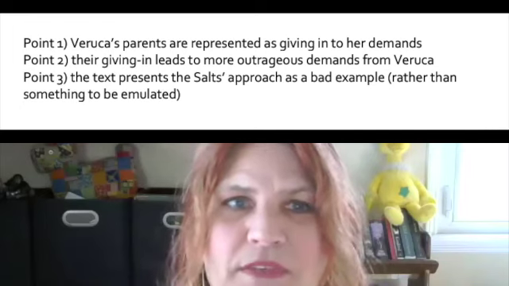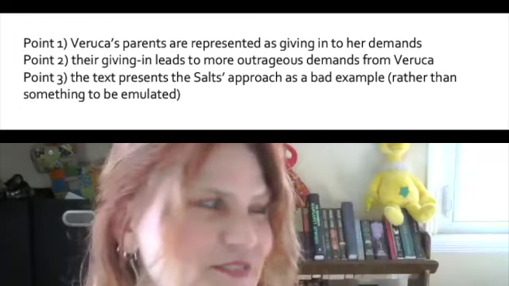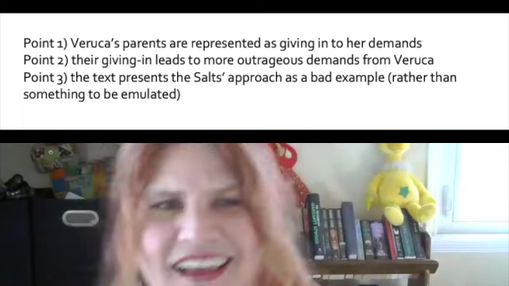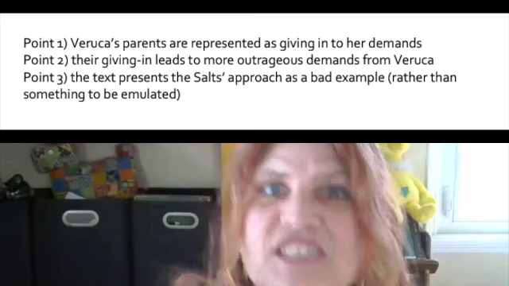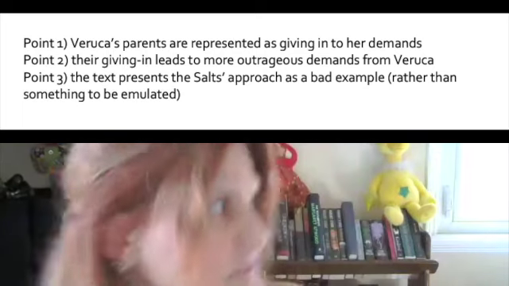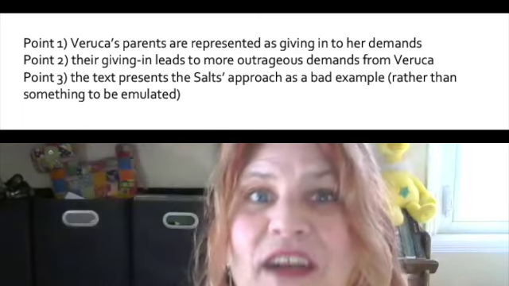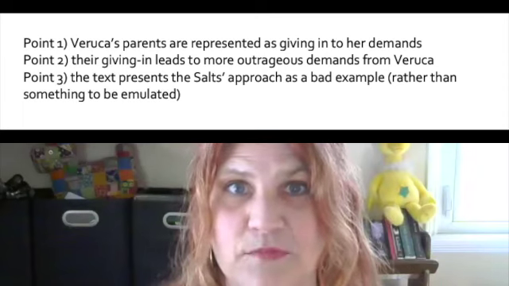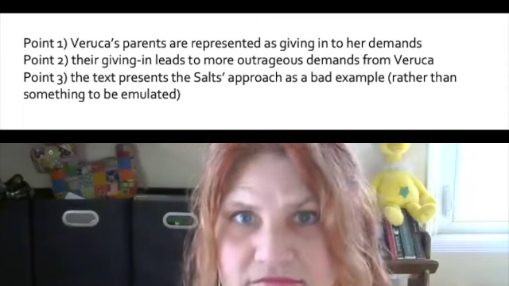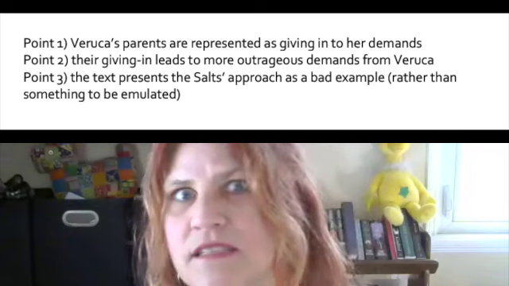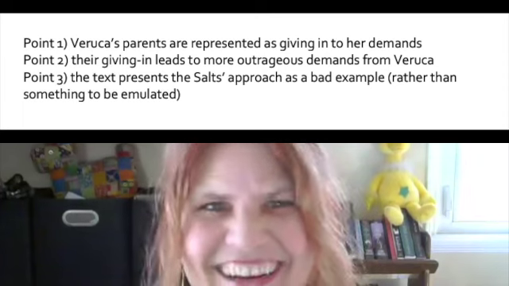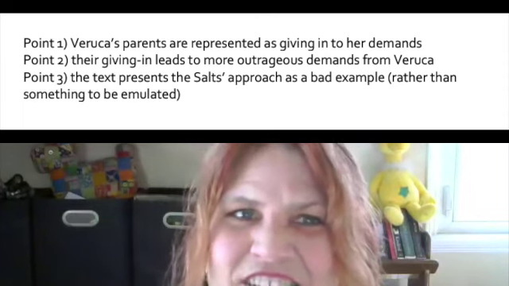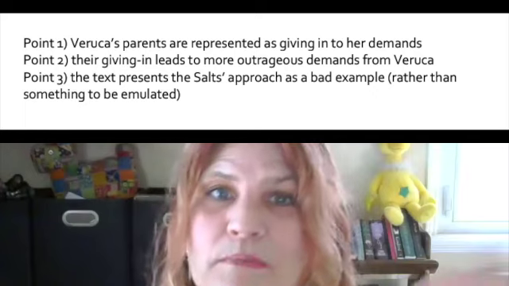In this case, it's very similar to Augustus. The first thing we need to show is that your parents, Veruca, give in to your demands. Then we would need to show that giving in to those demands leads to more outrageous demands from you. And finally, that the text presents that as a bad thing rather than something good, as something tragic or terrible, just not good. All right, so those are the three things that we need to show. Those are our three subclaims, or our three points.